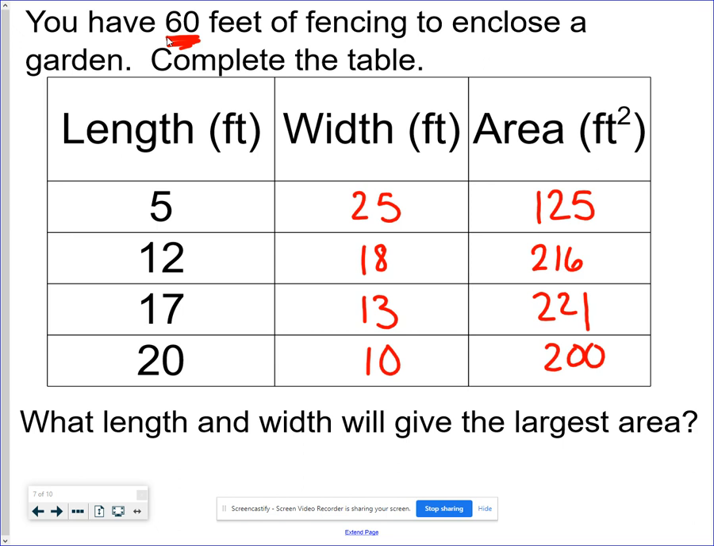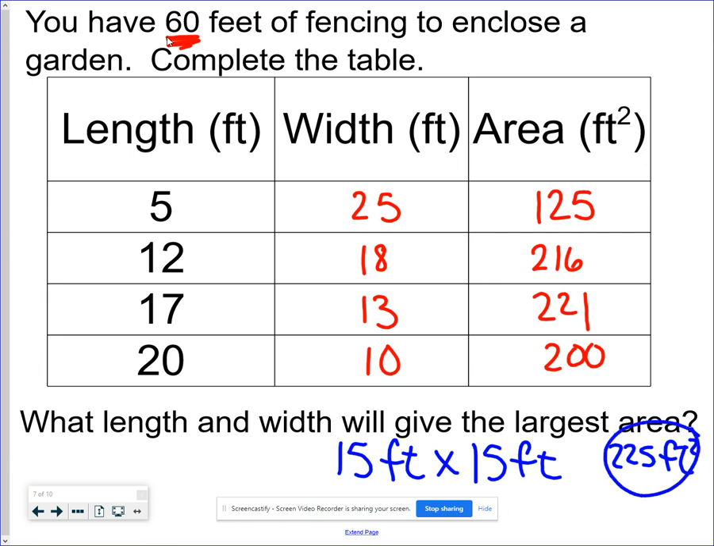Right? We know the biggest area, if we are using the fencing for all 4 sides, is going to have to be a square. And if I've got 60 feet total, 60 divided by 4 would give me 15 feet for each side of my square. So if I have a 15 by 15 foot square, that's really an area of 225 square feet. That's the greatest area that I can possibly get. Bigger than anything else that was in the table even.